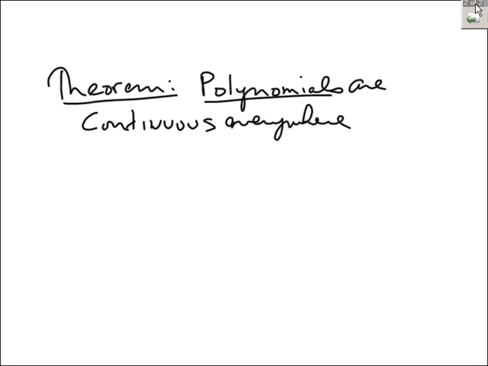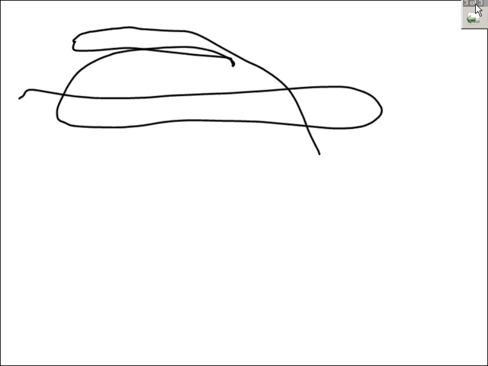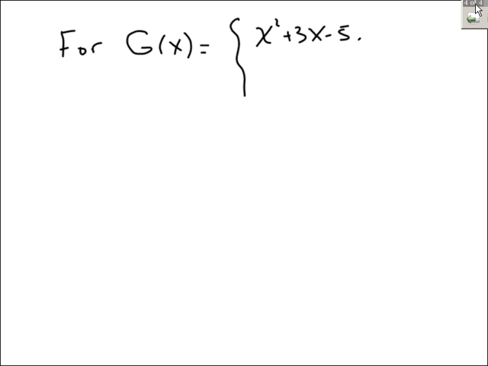So a problem might be to find out where this function is discontinuous. Discontinuous means it's not continuous. Find out where this function is discontinuous. For g of x is equal to x squared if x is less than 4, and it equals 3x cubed minus 9 if x is greater than 4. Now, just the way it is, statement 3 will not be satisfied.